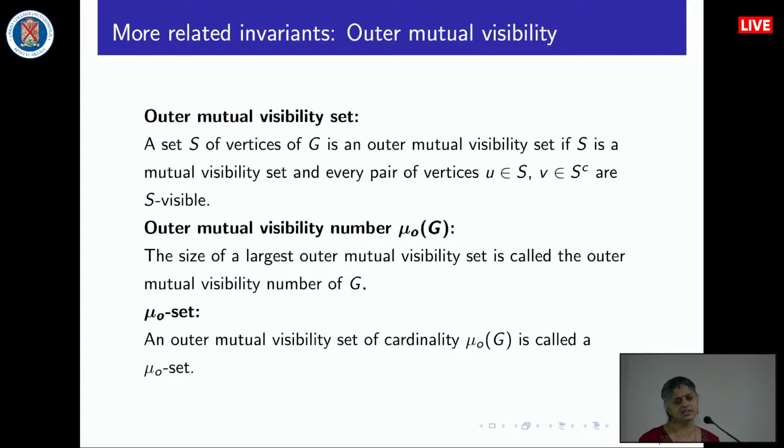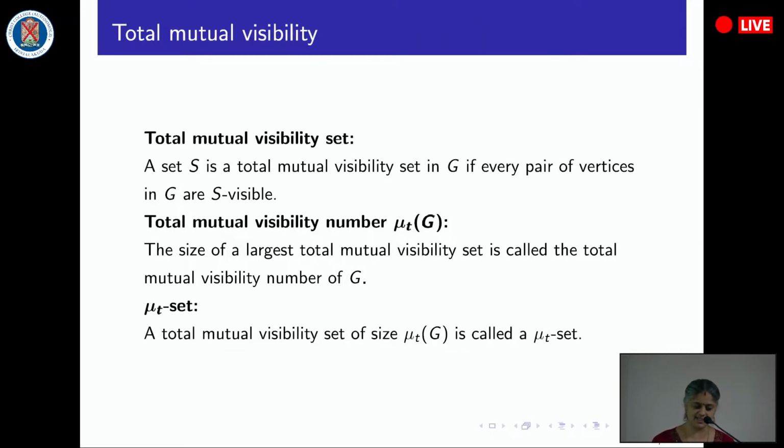So a condition is increased. Such a set is called an outer mutual visibility set, denoted by mu naught of G, and the set which attains that value is called a mu naught set. So this is one variation of mutual visibility set.